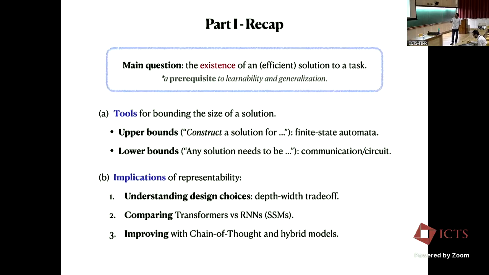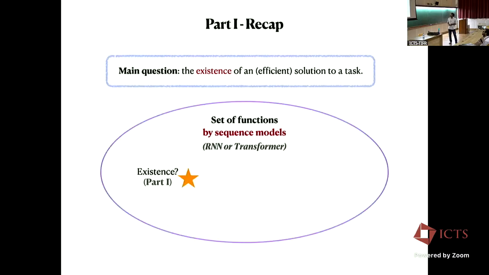To recap, we saw how we did this using various tools, both for the upper bound and the lower bound. Later we saw the implications in terms of design trade-offs, comparing how these architectures fare and how we could further improve based on these insights. Today we'll be talking about the other equally, if not more, important part of how learning-based methods get there, and finally, briefly, I will touch on some generalization properties these solutions exhibit. That's the outline for today.